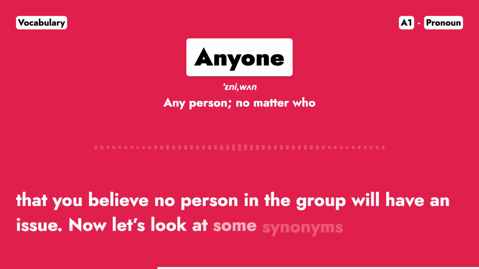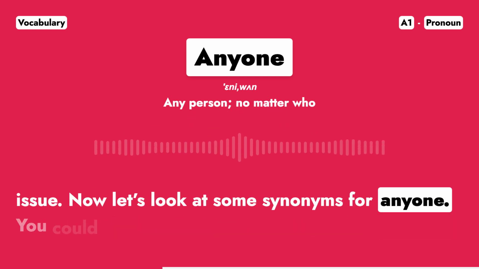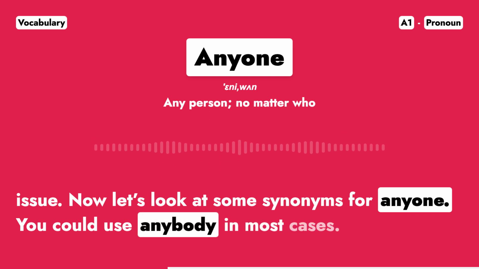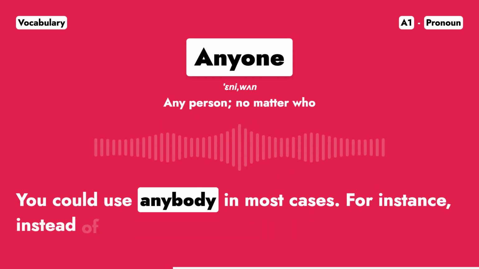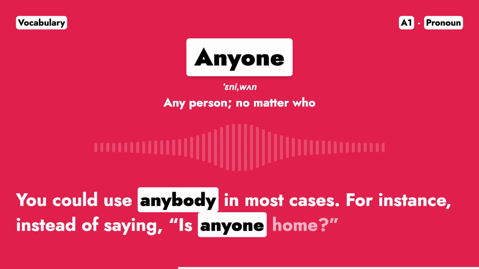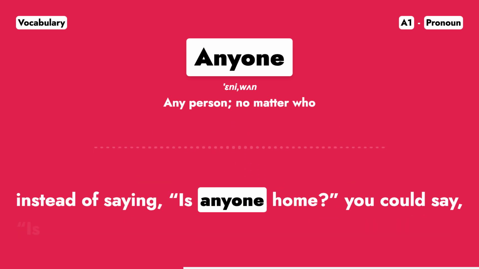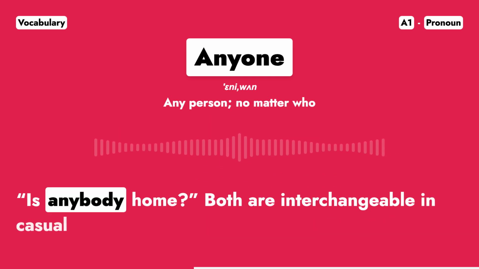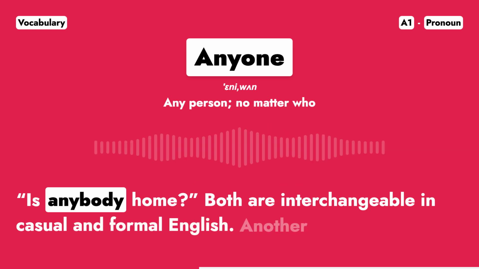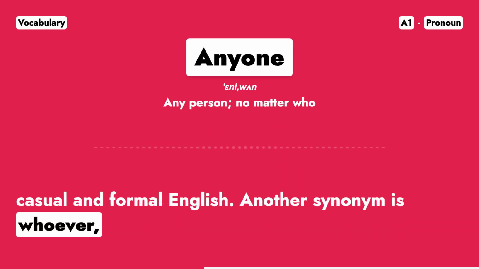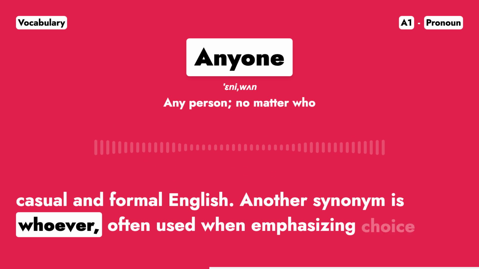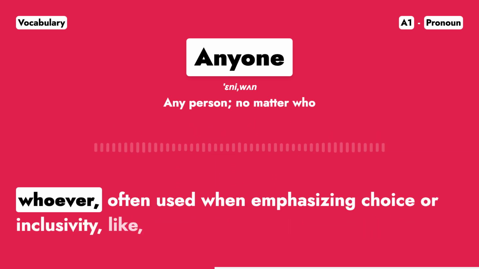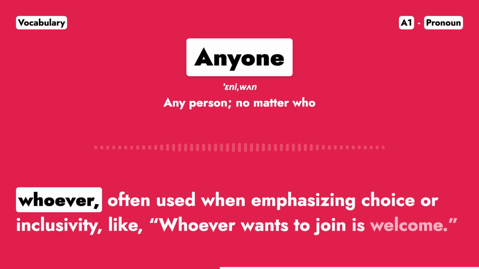Now, let's look at some synonyms for anyone. You could use anybody in most cases. For instance, instead of saying, "Is anyone home?" you could say, "Is anybody home?" Both are interchangeable in casual and formal English. Another synonym is whoever, often used when emphasizing choice or inclusivity, like, "Whoever wants to join is welcome."